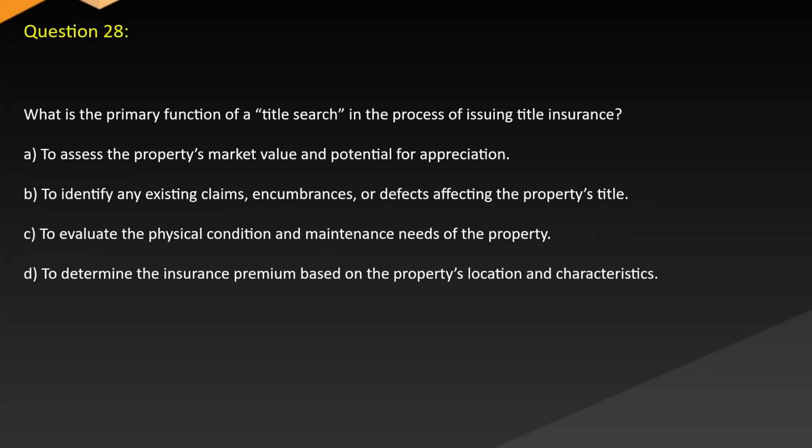Question 28. What is the primary function of a title search in the process of issuing title insurance? A. To assess the property's market value and potential for appreciation. B. To identify any existing claims, encumbrances, or defects affecting the property's title. C. To evaluate the physical condition and maintenance needs of the property. D. To determine the insurance premium based on the property's location and characteristics.